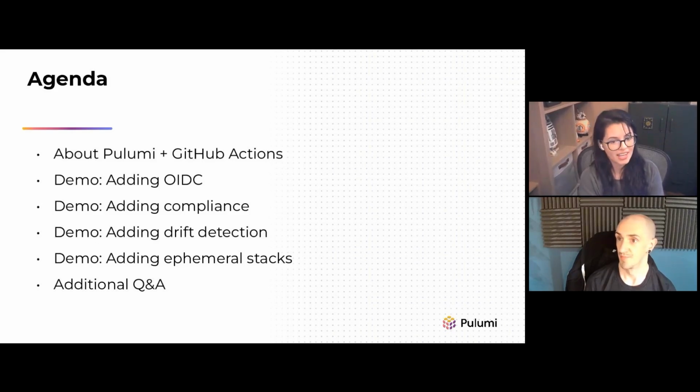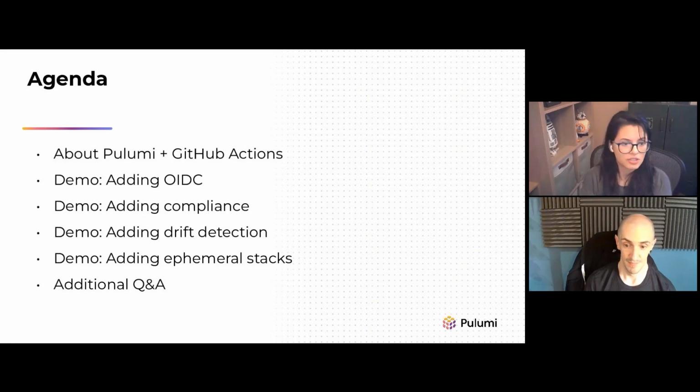The first one is taking an existing pipeline. We are going to be adding OIDC. So this is going to be both for AWS as well as for GitHub. The next demo is going to be taking our pipeline and adding compliance. This is going to be, again, for AWS CIS compliance in particular. After that, we're going to move on to another demo in which we are going to introduce drift detection to our pipeline. And this will be achieved via a GitHub Actions cron job.